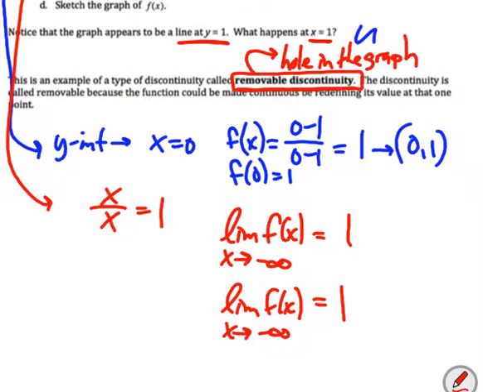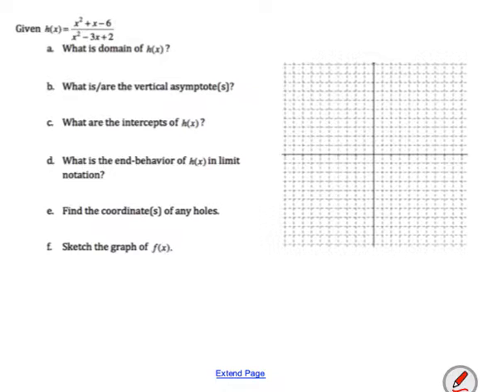Okay, so let's take a look at the second example. Given this second function, h of x, this one's a little bit more complicated, so we have a little bit more work to do with this one. But either way, we'll take a look. Given h of x is equal to the function as given here, first of all, what is the domain?